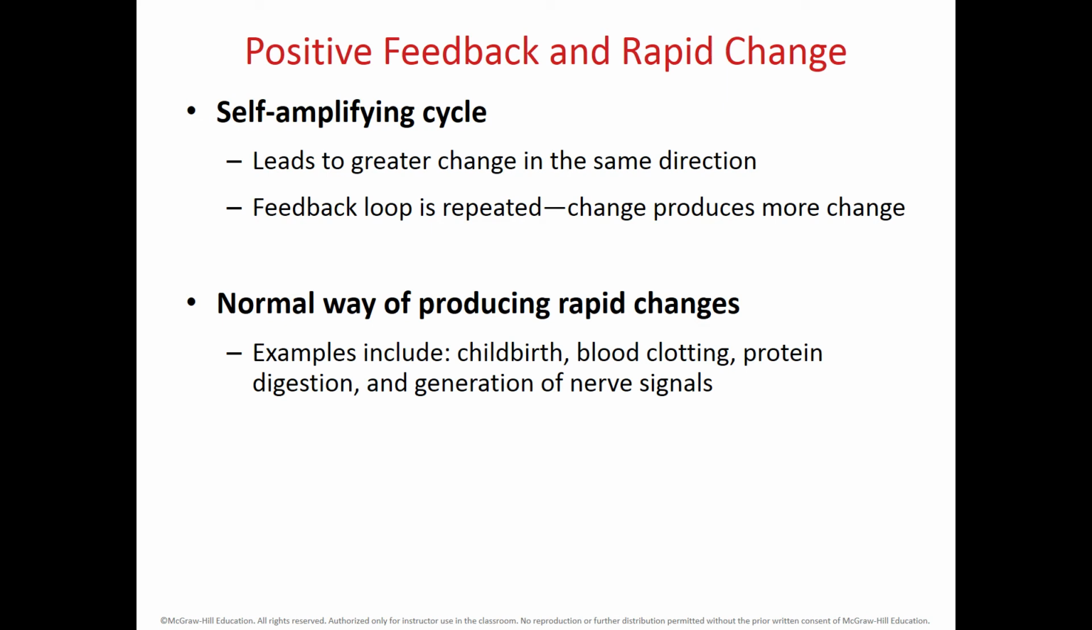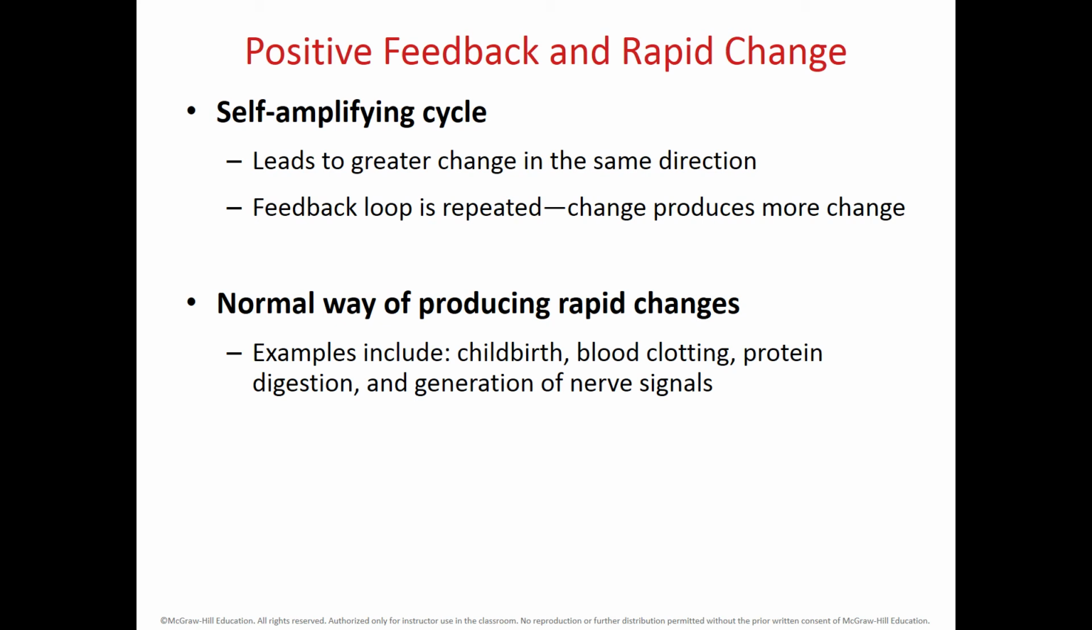So negative feedback, then, is one way to maintain homeostasis, but also you have positive feedback. And positive feedback is the mechanism that produces a rapid change in our body when it's necessary. Now, most of the times we maintain homeostasis through negative feedback, but also you can use positive feedback. And positive feedback is a self-amplifying cycle in which you have a greater change in the same direction. So this feedback loop is repeated as long as it's necessary to maintain it.